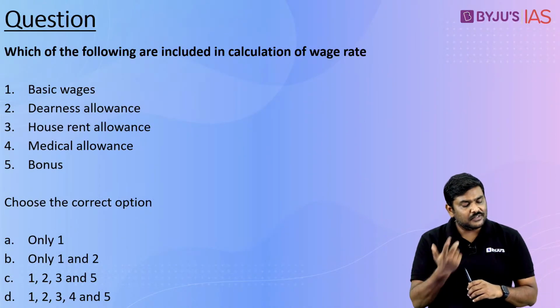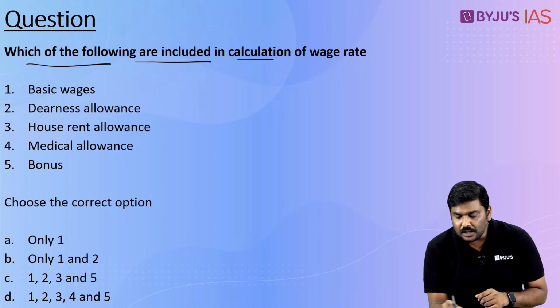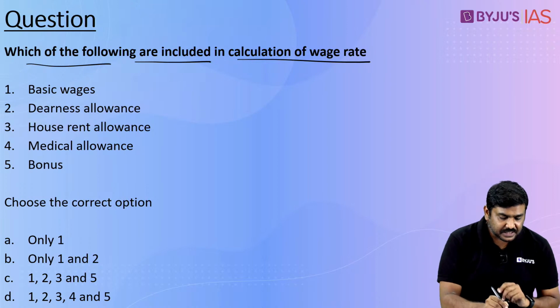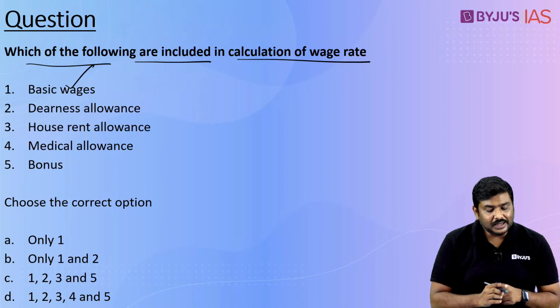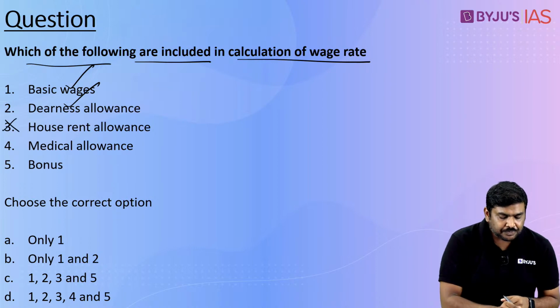Now based on this, I have given a question here: which of the following are included in calculation of wage rate? Basic wages, yes, it is part of it. DA allowance, yes, it is part of it. House rent allowance, wrong. Medical allowance, no. Bonus, no.